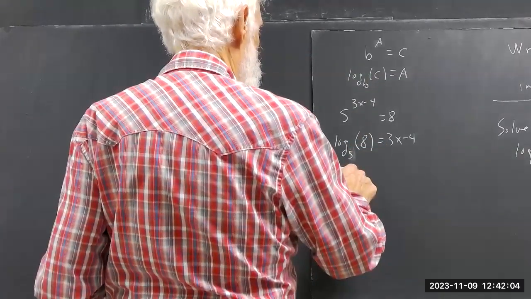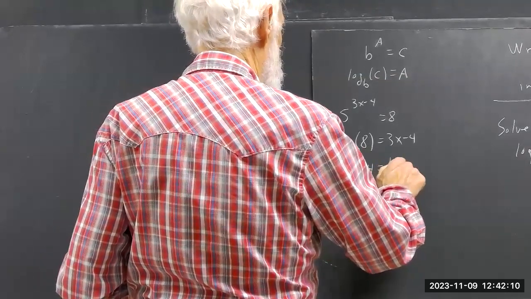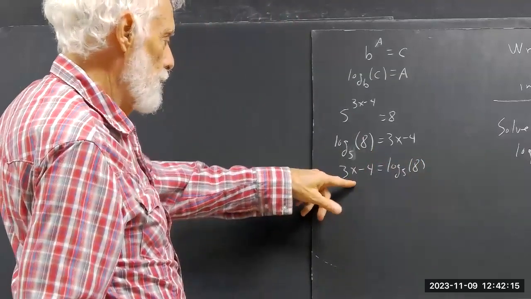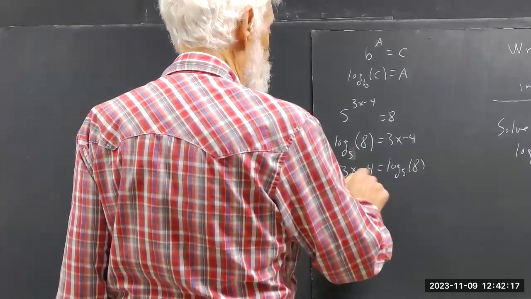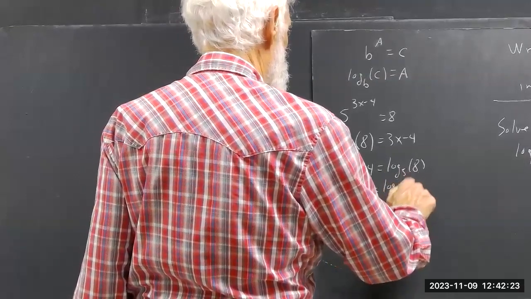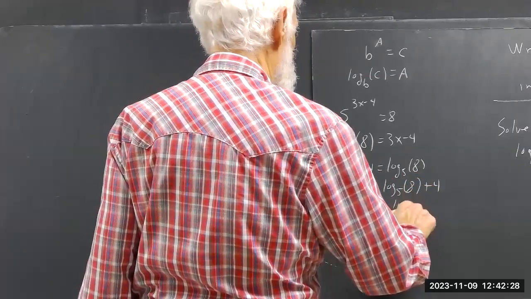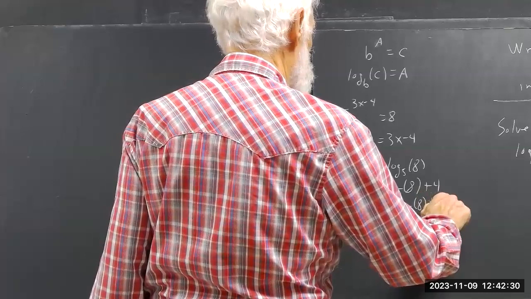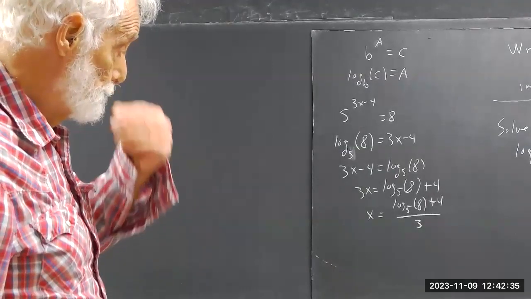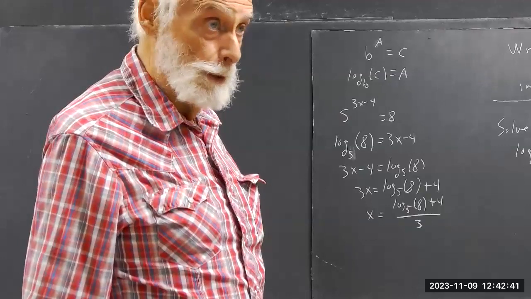So that, let's write it with the variable on the left. You get 3x minus 4 equals this, and 3x equals log base 5 of 8 plus 4. So x equals log base 5 of 8 plus 4, divided by 3. And then you go to your calculator. Okay.